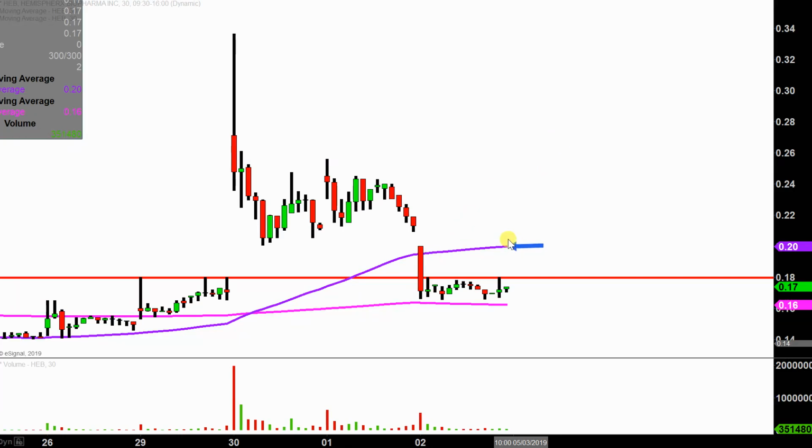However, as of right now, it's one priority at a time, and that first near-term priority is breaking above 18 cents. As far as levels of support are concerned, it's all about the pink line right there, the 200-period simple moving average, which is right now valued at 16 cents. And that's definitely a do-or-die, must-hold level.